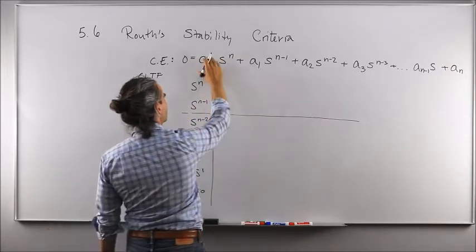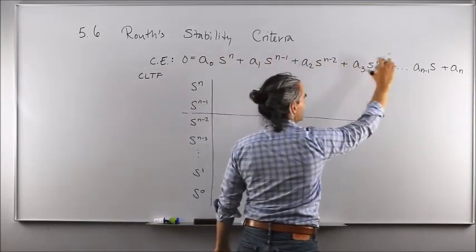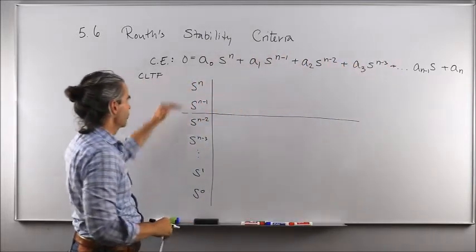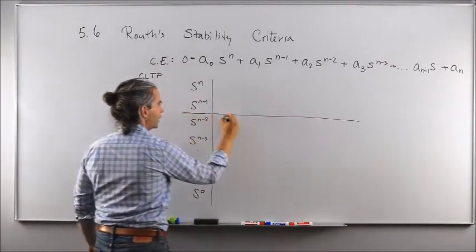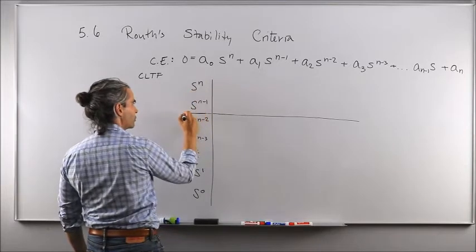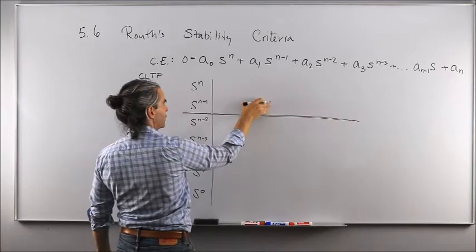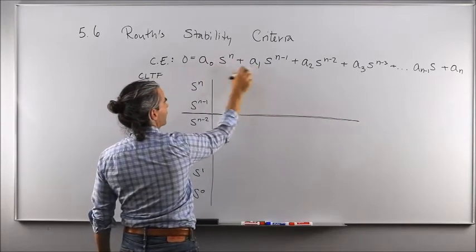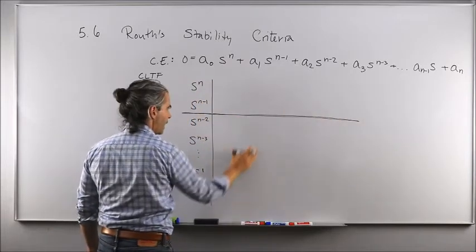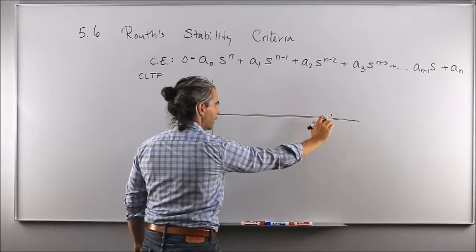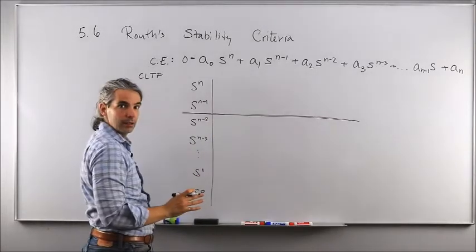And the way that you're going to fill this array using those coefficients of your characteristic equation is by filling the first 2 rows with them only. And that's why I draw a line here that separates the first 2 rows of this array, which are going to be filled with those coefficients, the A0, A1, A2, all the way to An. And whatever we have underneath this horizontal line will be calculated.